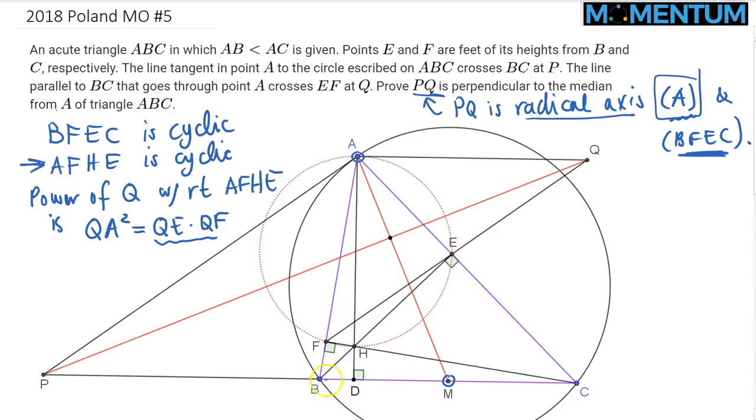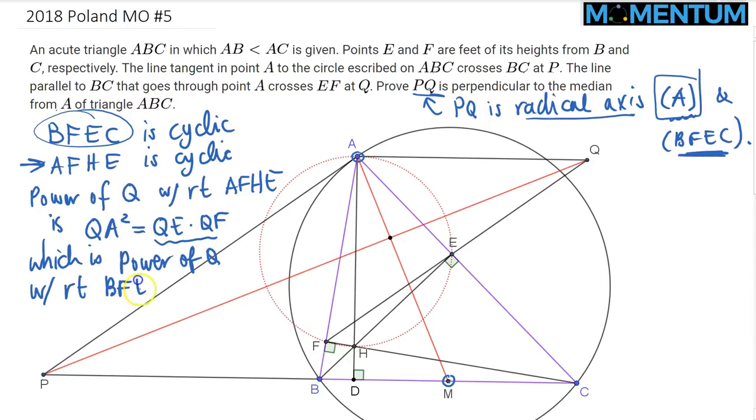And that's clear, right? We established earlier that BFEC is cyclic. As a result, QE times QF is the power of Q again, but this time with respect to circle BFEC, which is a circle, and AFHE was also a circle. We can interpret QA squared as well, lastly, as the power of point Q with respect to that point circle, if you will.